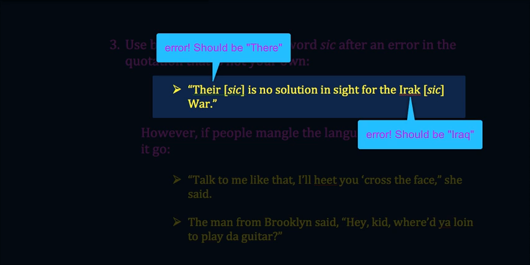For example, "There is no solution in sight for the Iraq War." All right, well, they used the wrong "there." That's not your mistake. That's the original's mistake. Put sic in there. And look how Iraq is spelled. I-R-A-K? No. You know how to spell Iraq with a Q, but the original writer doesn't. Let your reader know that mistake with the sic.